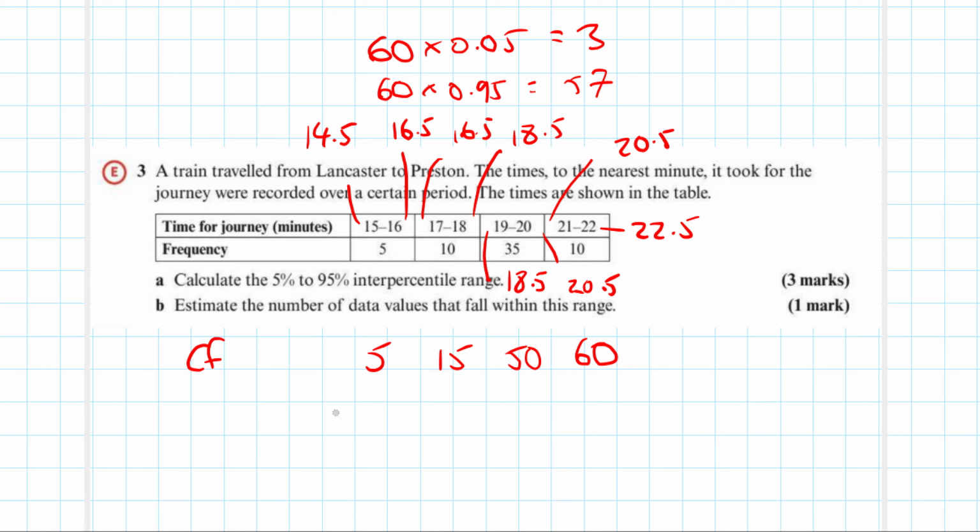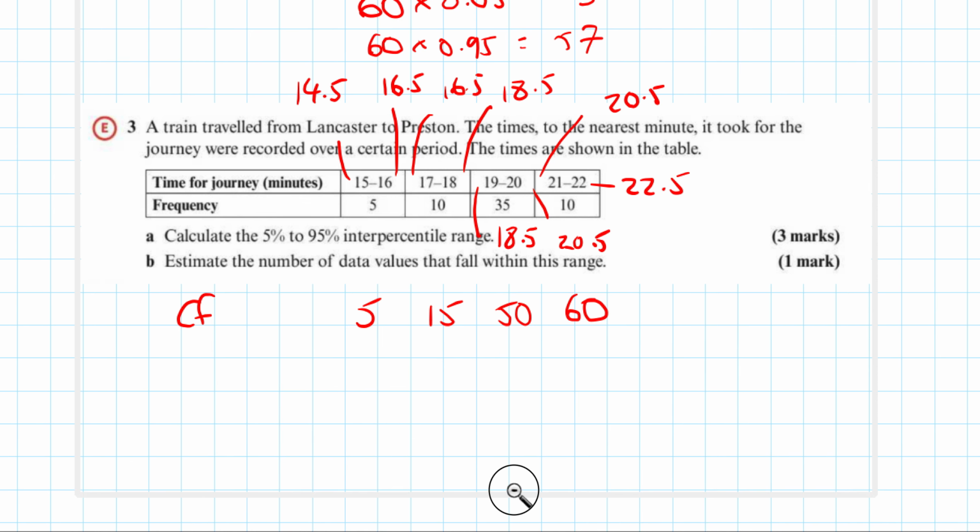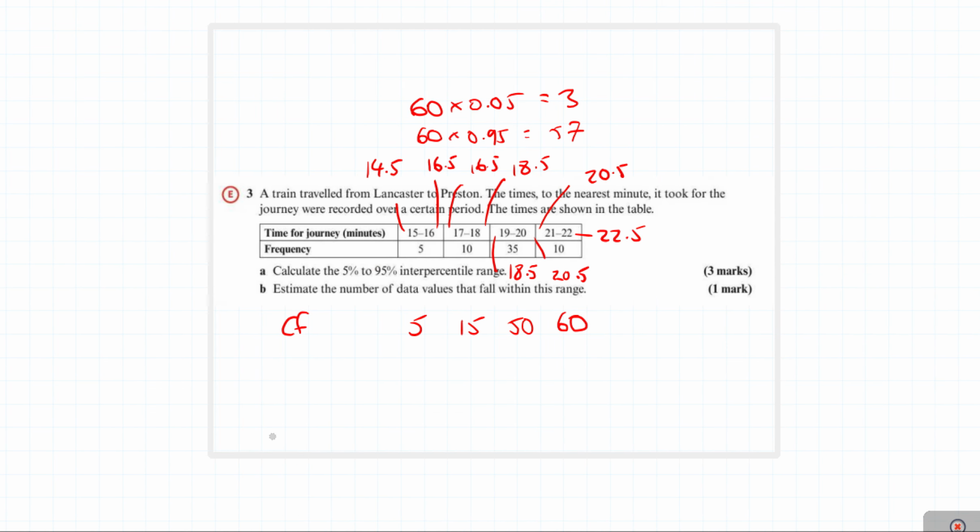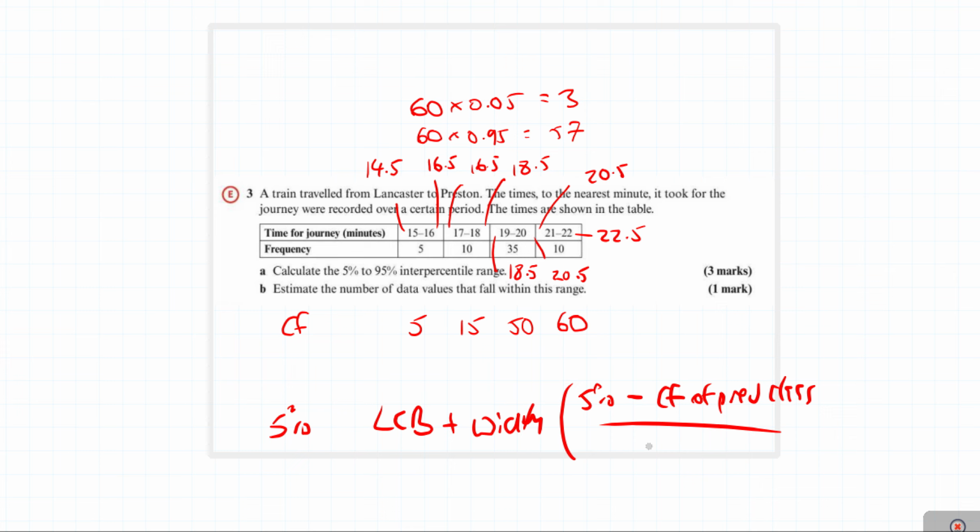So now we need to find, first of all, which class each of them falls in. So we're going to look at the 5% value. So here, again, we'll use both methods. So first of all, we do the formula. So it's the lower class bound plus the width times the value, so the 5% value, minus the cumulative frequency of the previous class, divided through by the class frequency. And then from here, the 5% value is 3, so 3 is going to fall into the first category.